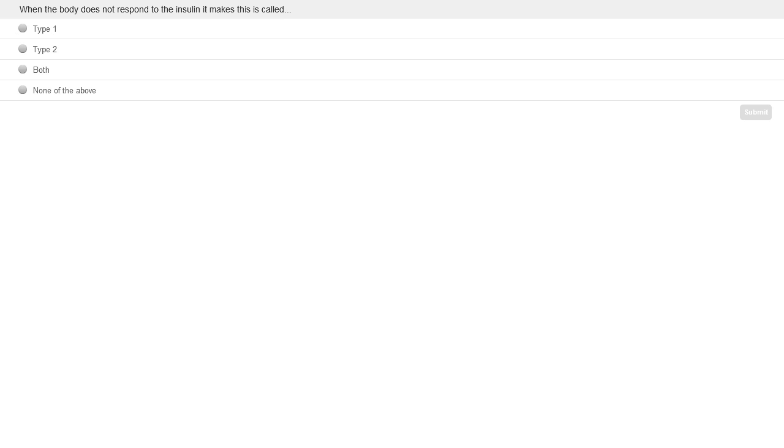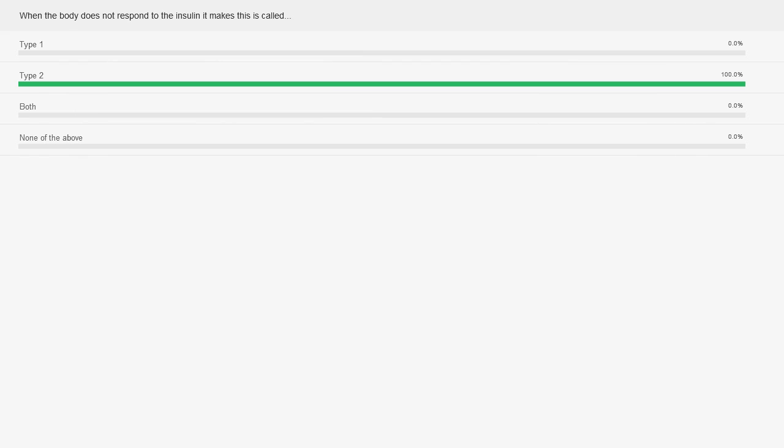When the body does not respond to the insulin it makes, this is called. Survey says, type 2. Perfect score, everyone. Well done. Yep, so even though your pancreas is making the insulin, there's receptor damage or other chemical damages, and we need help to get the usage of the fuel, the blood sugars, to be used up.